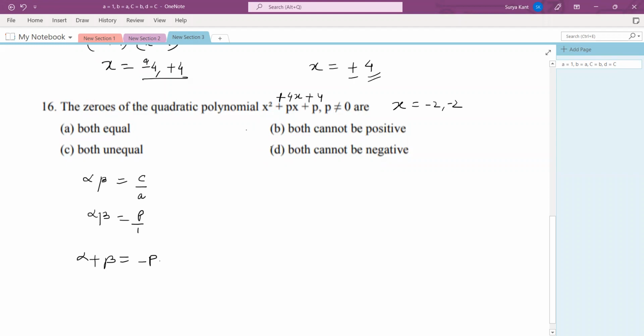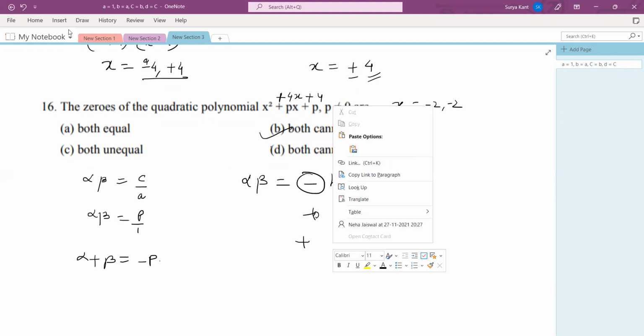Both cannot be positive, but both negative is possible. Yes, correct. Both cannot be positive. You are correct, because either both are negative or both are positive, right? See, alpha beta both are negative, or both are positive. No, one positive can be possible, right? Or one positive, one negative.